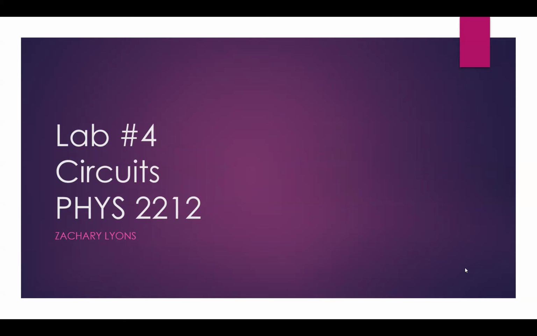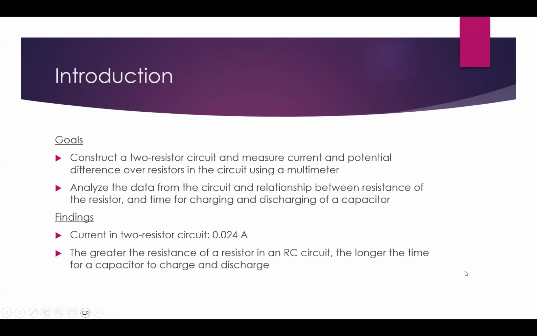The circuit lab. The goals of this lab were to construct a 2-resistor circuit and measure the current and potential difference over resistors in this circuit using a multimeter. We were then going to analyze the data from this circuit and analyze the relationship between resistance of a resistor and the time for charging and discharging of a capacitor in a resistor-capacitor circuit.